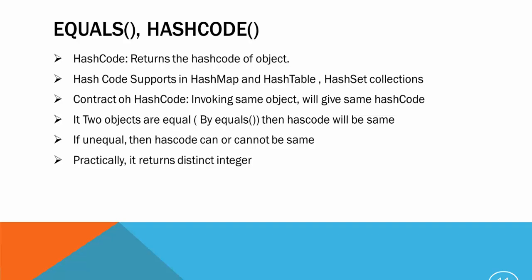This is a very clear concept which has to be understood always, because a lot of confusion can be created during an interview and while doing the exercise. Remember that if two objects are equal, then their hash code will always be the same. If they are not equal, their hash code can be the same or different. Practically, when we use the hashCode method, it returns an integer, so two different objects will usually return different integers.